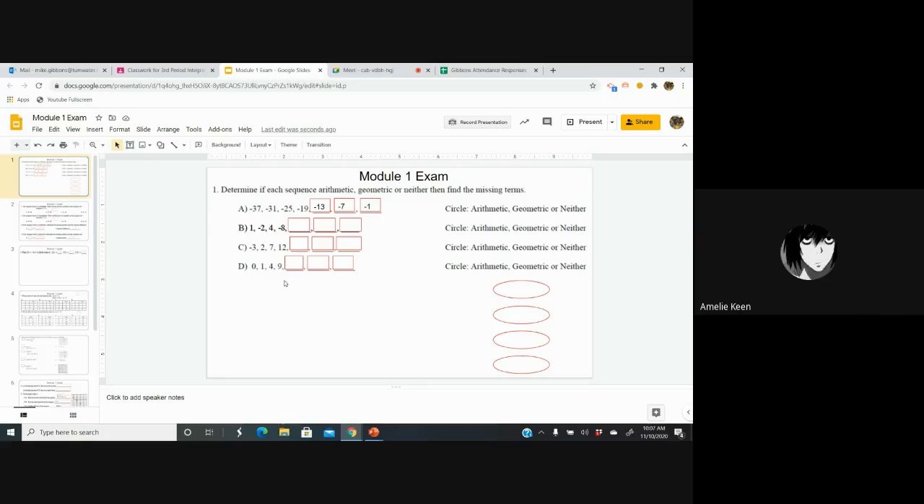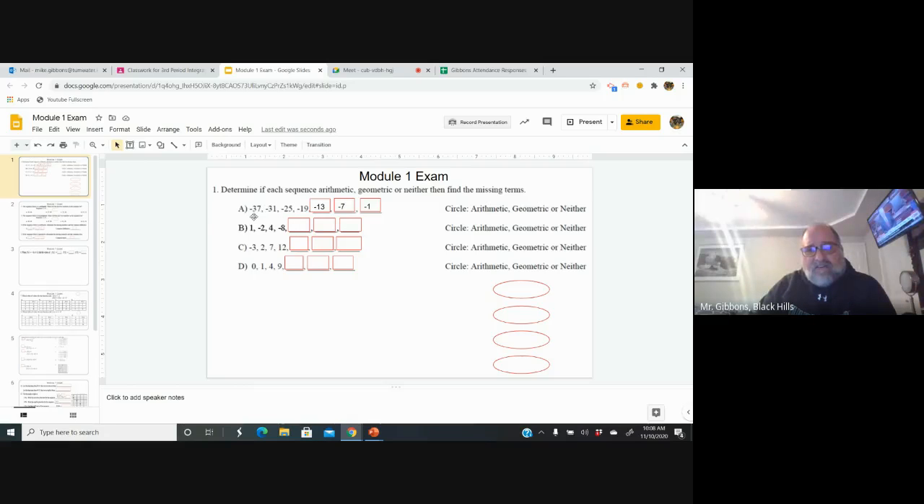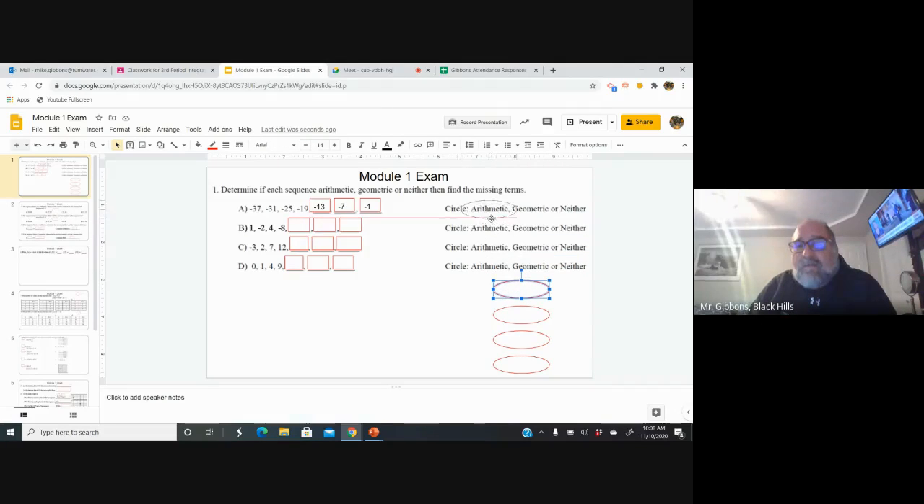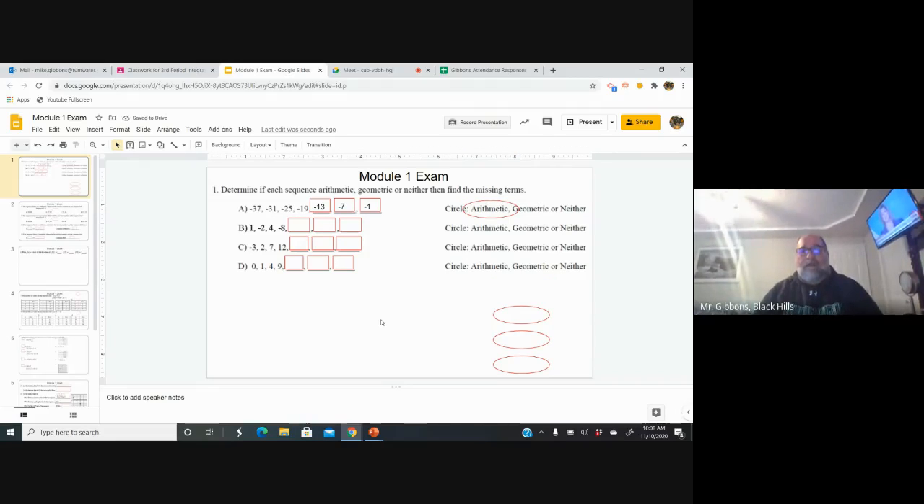Since we're adding here, we have a common difference. Circle arithmetic, geometric, or neither. If we have a common difference, we have to be arithmetic. So you just grab this little ellipse right here and put it over arithmetic right there. And there's our first problem, part A.